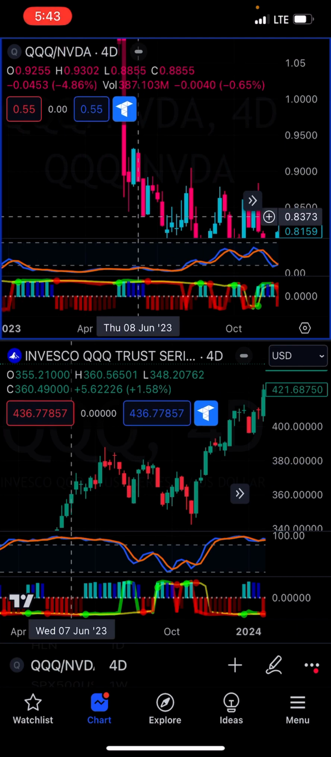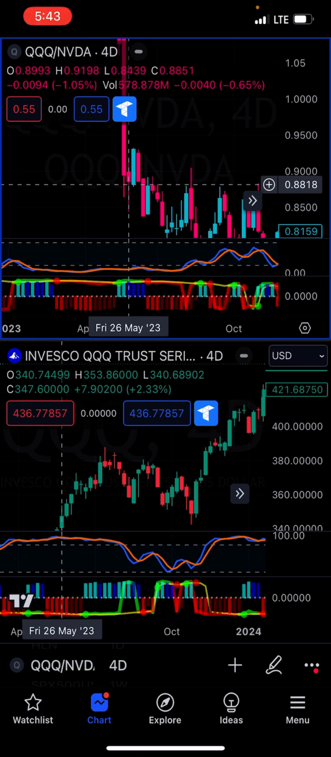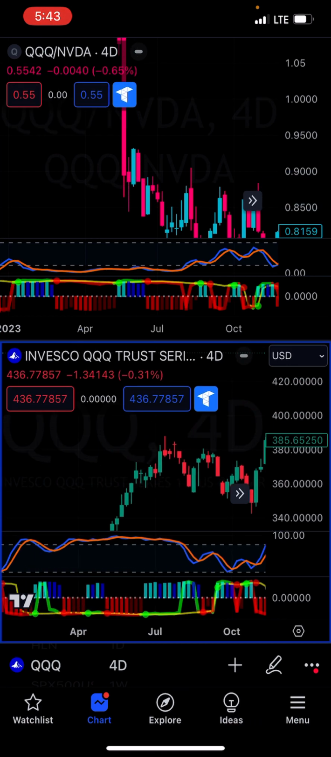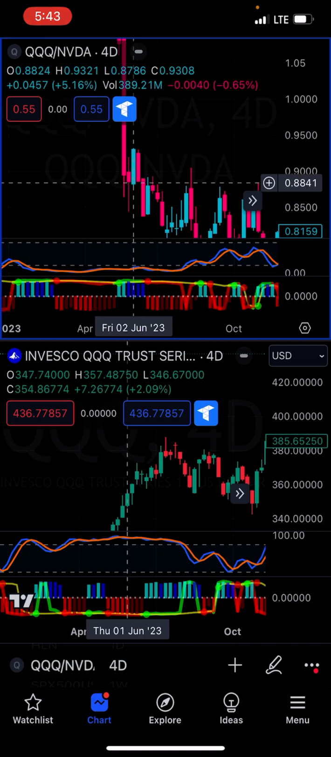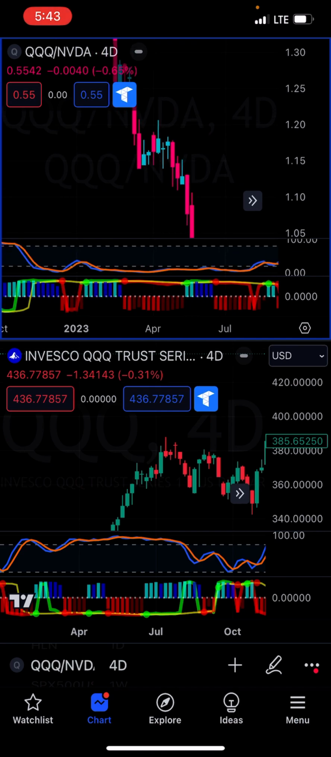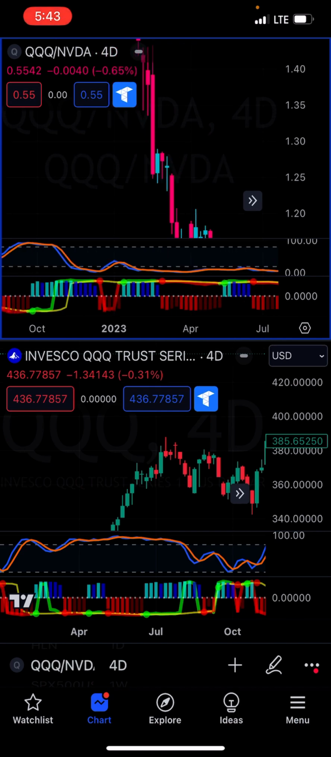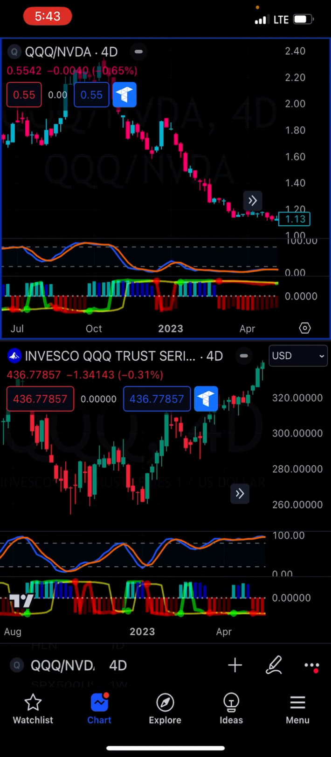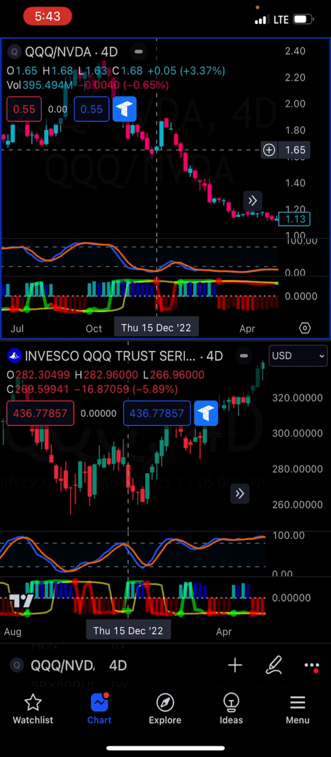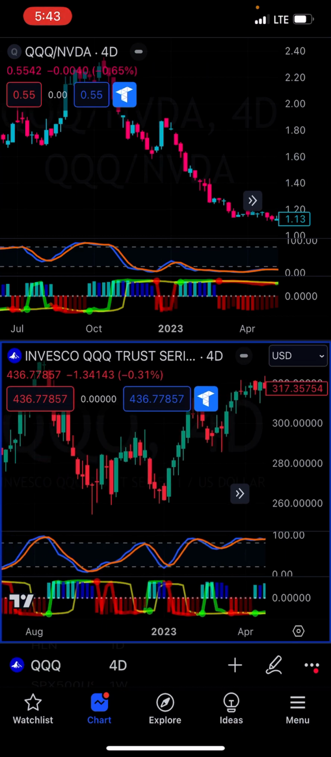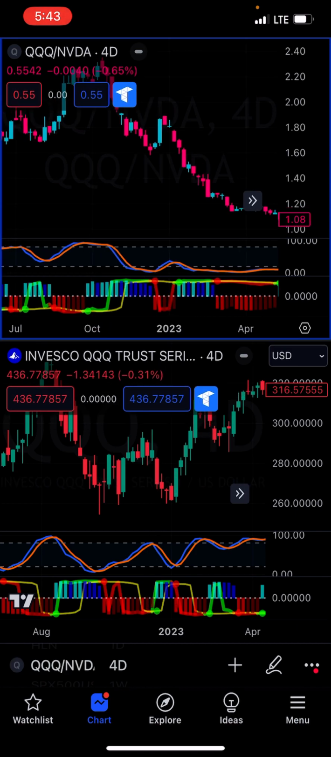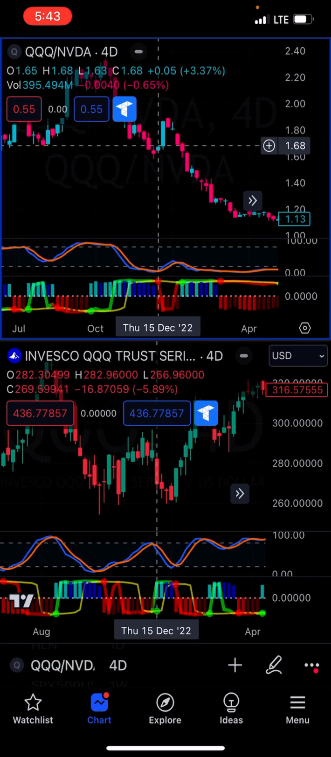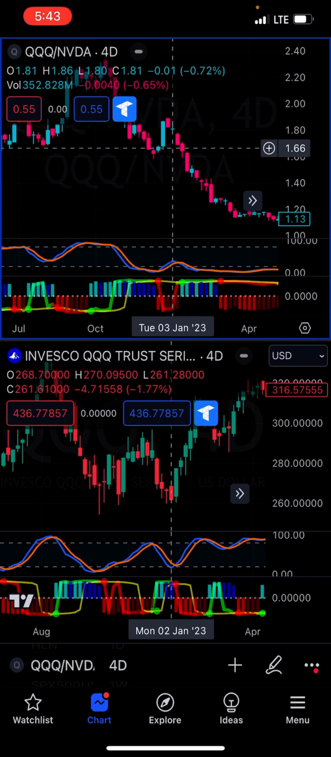Even right here, this one immediately gave that up. But let's see if we can find other examples. Like right here, boom. See, closed above, and then what happened on QQQ down here? You went straight down, right?